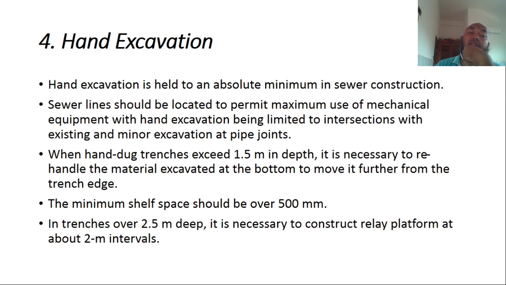When a hand dug trench exceeds 1.5 meters in depth, it is necessary to re-handle the material excavated at the bottom to move it further from the trench edge. So the minimum spill space should be over 500 millimeters. In trenches over 2.5 meters deep, it is necessary to construct a relay platform at about 2 meter intervals. So this is for the hand excavation.